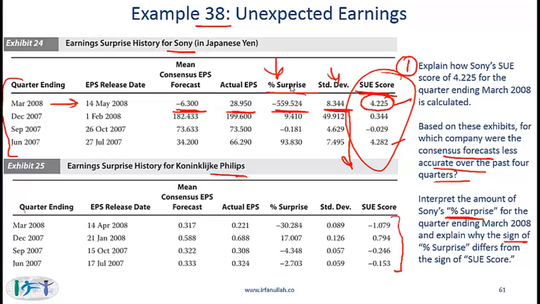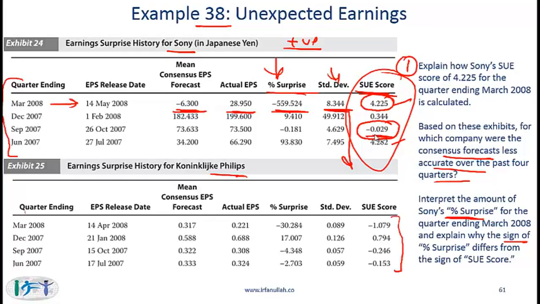So how do you calculate this surprise? It is the actual surprise, which is a positive number over here, divided by the forecast, which was a negative number. That's why the percent surprise is negative. The SUE score is positive because this is the surprise, which again is positive, divided by the standard deviation, which has to be positive.